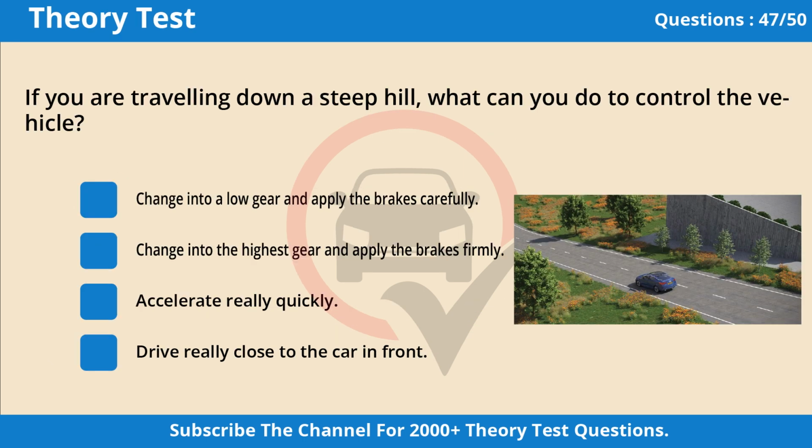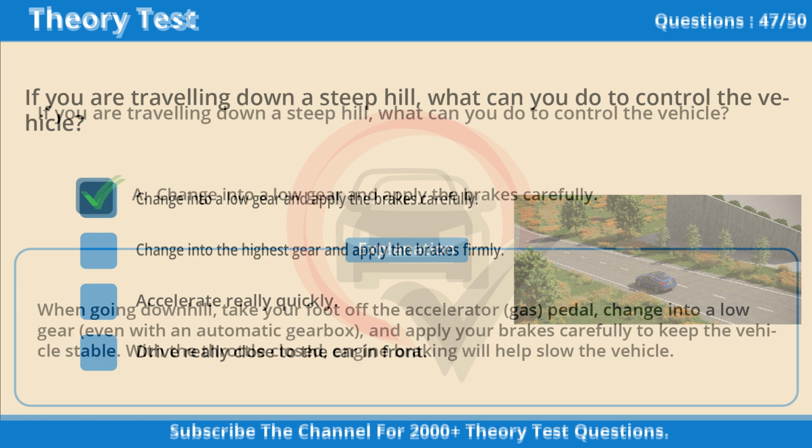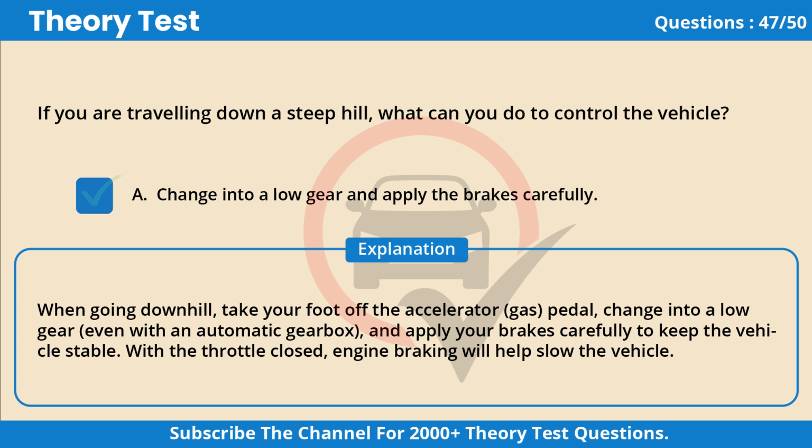Question 47. If you are traveling down a steep hill, what can you do to control the vehicle? A. Change into a low gear and apply the brakes carefully. When going downhill, take your foot off the accelerator, gas pedal, change into a low gear, even with an automatic gearbox, and apply your brakes carefully to keep the vehicle stable. With the throttle closed, engine braking will help slow the vehicle.